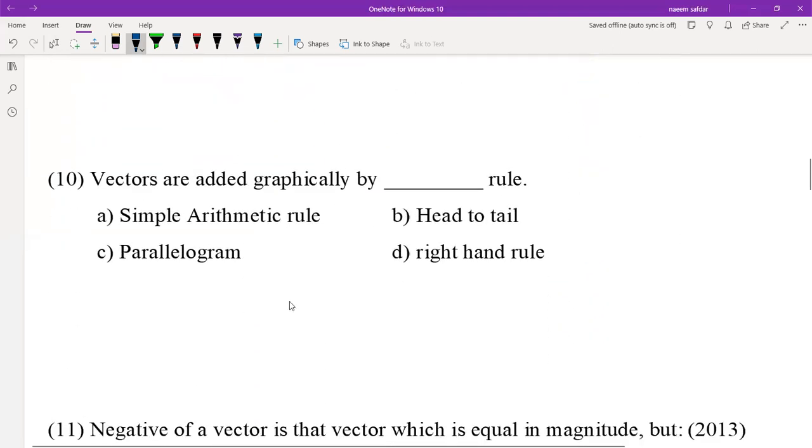Now we are on MCQ number 10. Vectors are added graphically by dash rule. The options: simple arithmetic rule, head to tail, parallelogram, right hand rule. We know vectors are added graphically by head to tail rule.